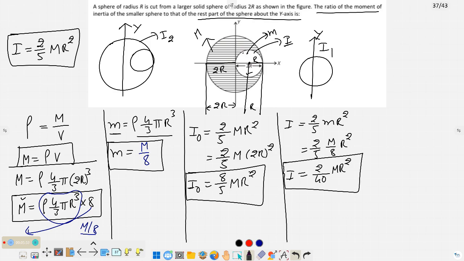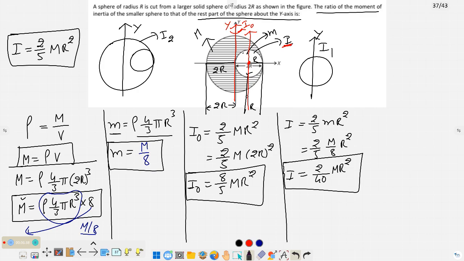Now what the question is asking is the ratio of the moment of inertia of the smaller sphere to that of the rest part of the sphere about the y-axis. About one axis, that means I am taking the red line as the axis. This is the one axis of the original sphere. The moment of inertia about this one we have taken as I naught, and this is the small sphere which you removed. The moment of inertia of this one about its own axis we have taken as I. Now we require the moment of inertia of this sphere which you removed, I, with respect to the y-axis.